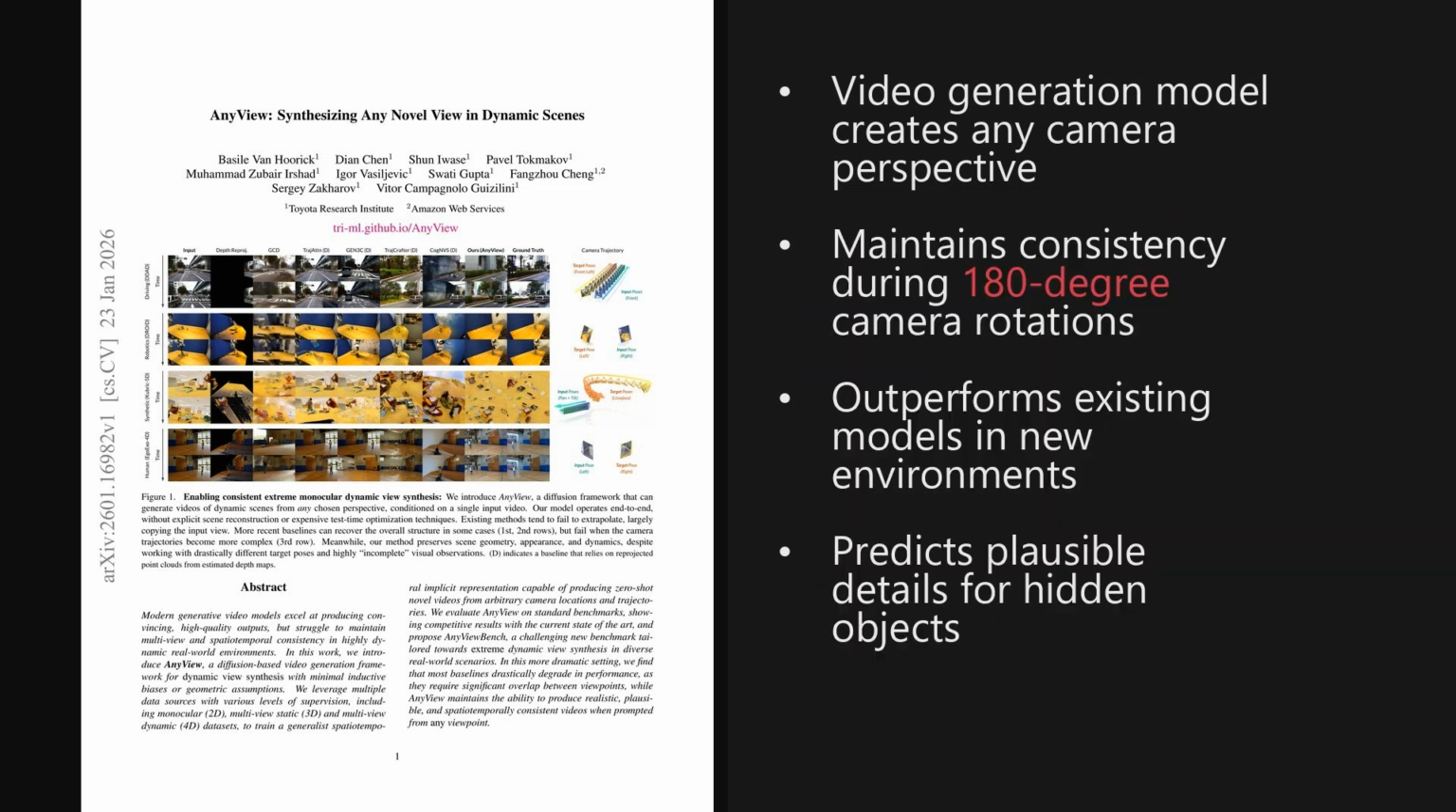I'm Alex. Today we're looking at a paper trending on X, published on January 23, 2026, just about a week ago. It presents a diffusion-based framework that excels at extreme dynamic view synthesis, allowing for the generation of coherent videos from arbitrary camera angles given only a single input. The paper is titled AnyView, Synthesizing Any Novel View in Dynamic Scenes. And, as we'll see later, the results show it can maintain spatiotemporal consistency, even when the virtual camera moves dramatically away from the original view.